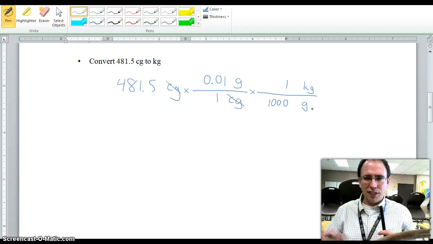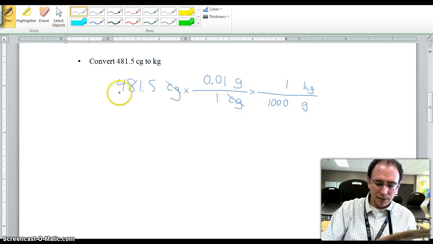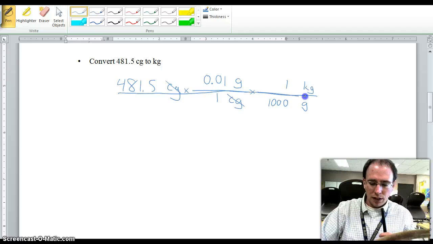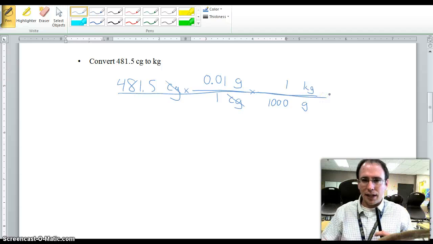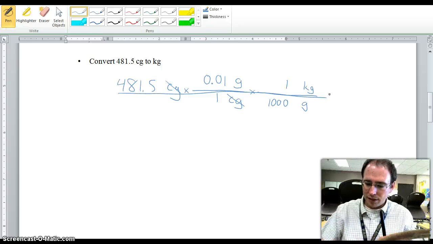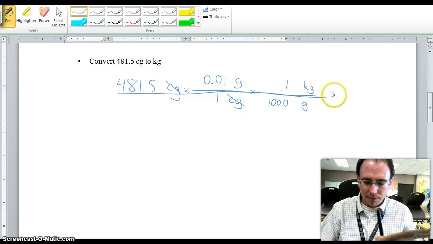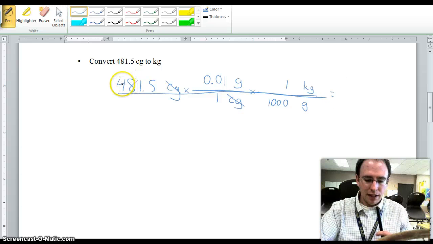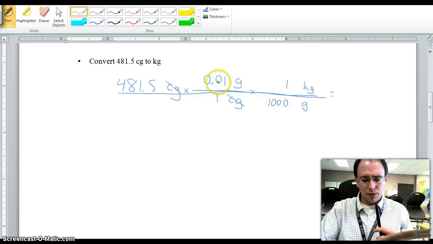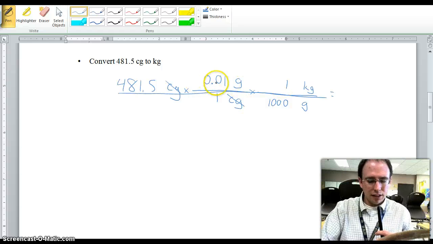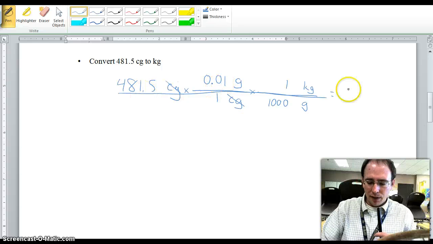But then solving out the problem, you can get a number answer. And it's really looking at this as one large fraction. And everything that's on top gets multiplied together. Everything on the bottom you're dividing by. So if I take the top and I multiply 481.5 times 0.01 times 1, it doesn't do much, but the times 0.01 will make that 4.815.